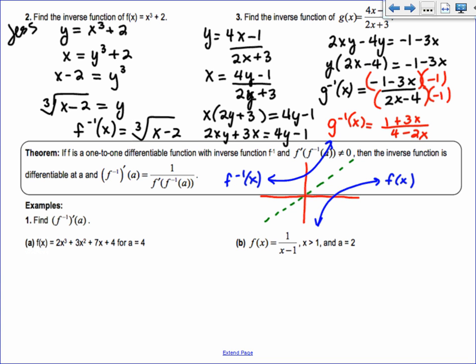Yes, a lot of you aren't paying attention at all. It's driving me crazy. You're talking to your neighbor, your eyes are closed. Don't do that. This is a very hard theorem. It's a good one to know.